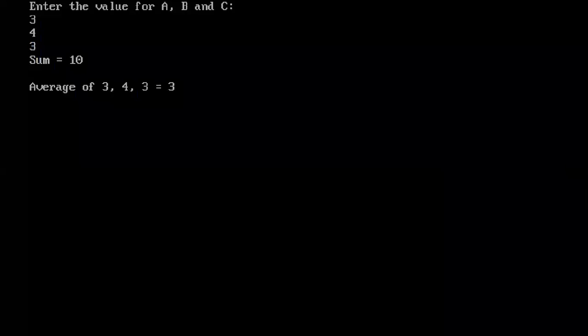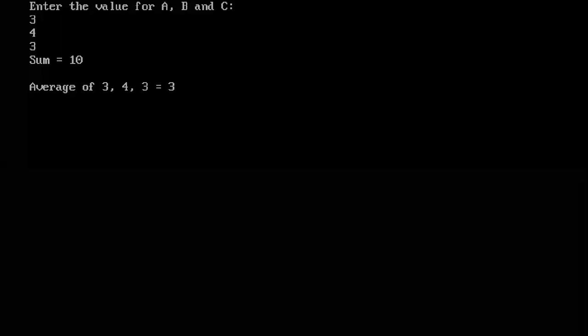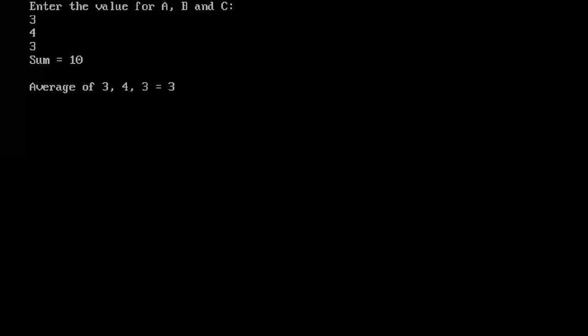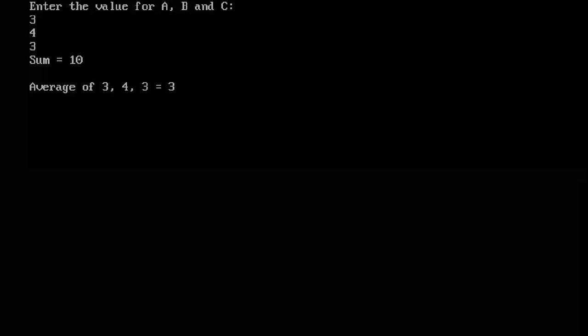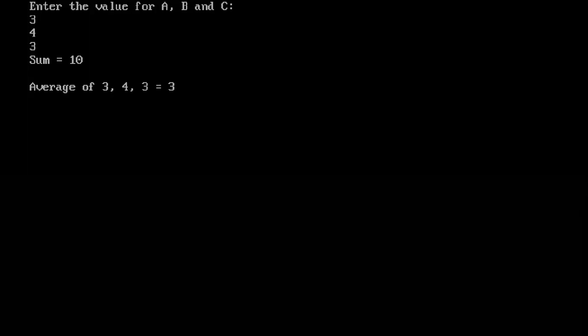Now what do you see here? 3 plus 4 plus 3 is 10, and 10 divided by 3, is that actually 3? No, it is a decimal number, because 10 is not fully divisible by 3. You should have received the decimal number here, but you have received only an integer, a whole number, 3. That means the decimal part is missing. Why is the decimal part missing?